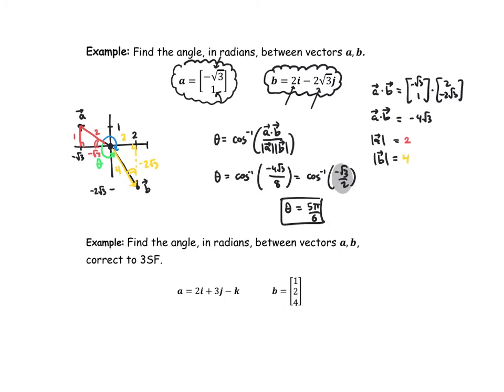Let's examine, does theta, this angle right here, look like 5 pi over 6? Based on my sketch, it's pretty good. I can trust my math, and so I'm going to go with 5 pi over 6. Okay, let's look at another example here.